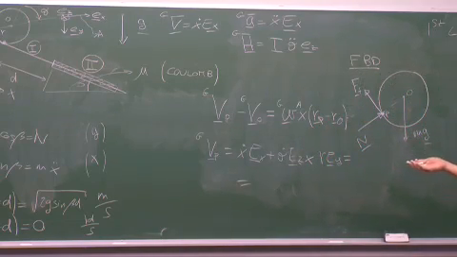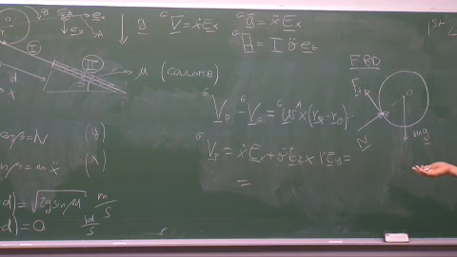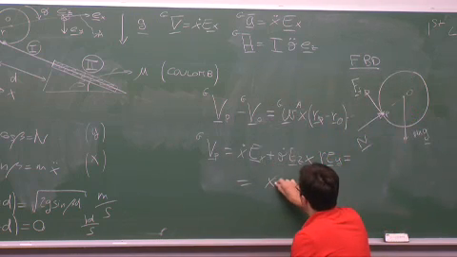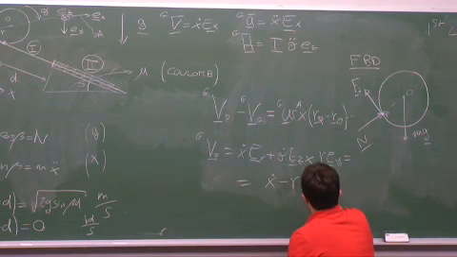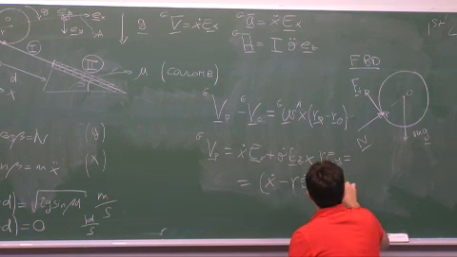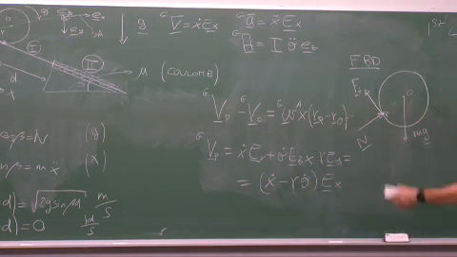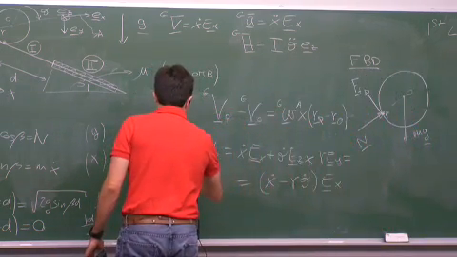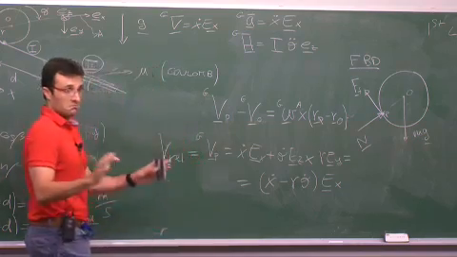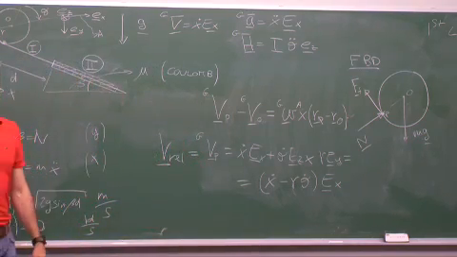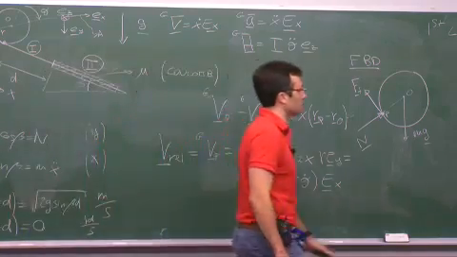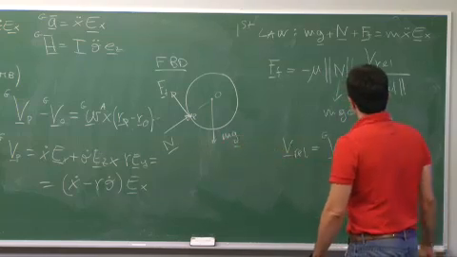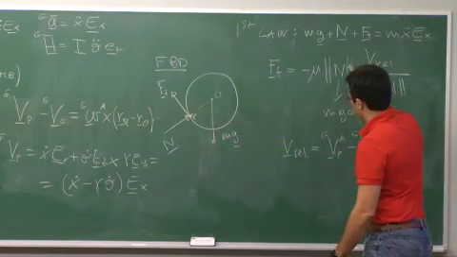What is big EZ crossed with EY? It's minus EX. So this ends up being x dot minus R theta dot EX. And that is actually my relative velocity for what I observed there, right? Agree? Disagree? Comments, concerns? So that's my VREL. So I can definitely stick that in here.